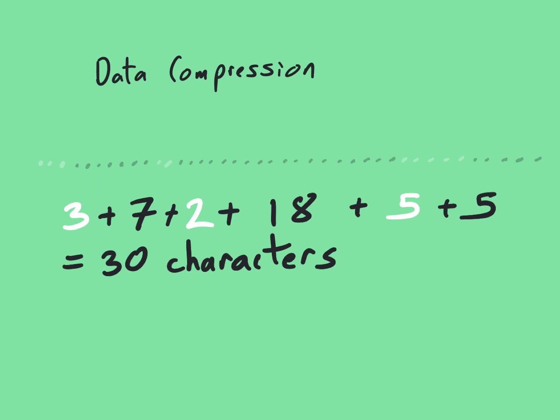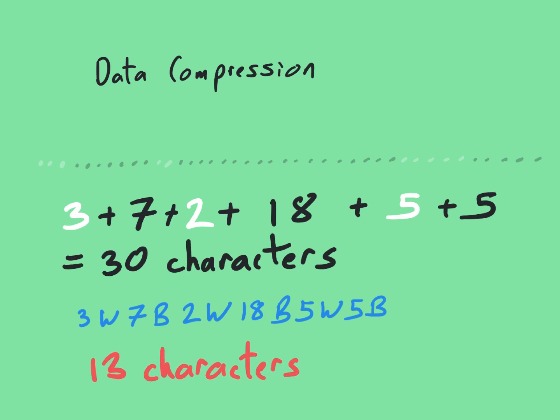Now using the look and say sequence, we can compress that into the following notation: 3 whites, 7 black, 2 whites, etc. Now if you count up how many blue characters we have in that expression, there's only 13. So using the look and say sequence, we've compressed the original 30 characters down to just 13.